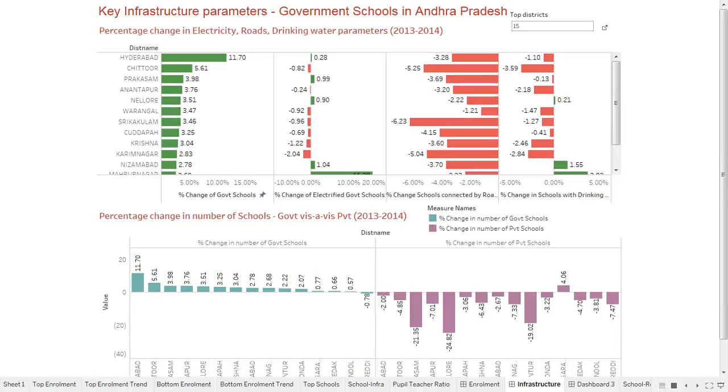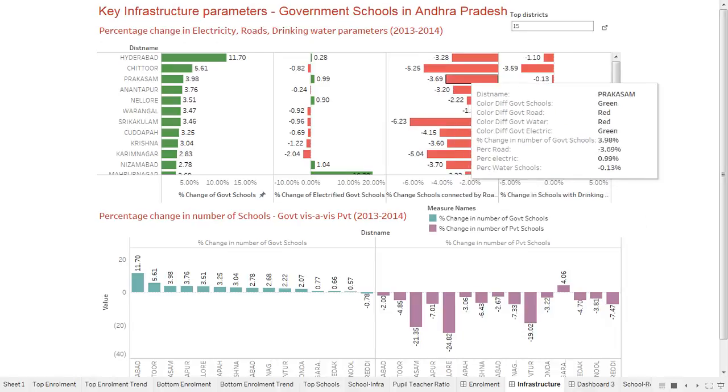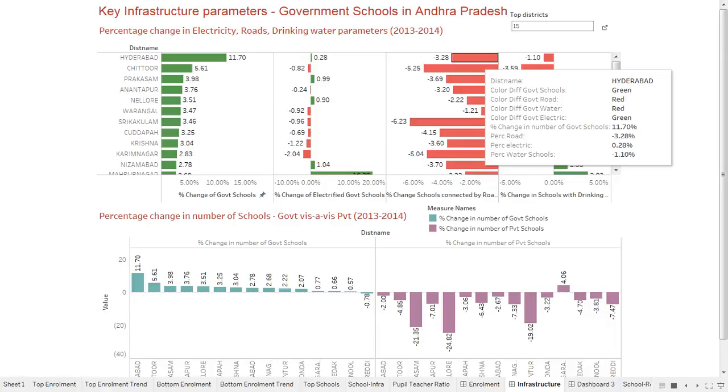So there is not a proportionate increase in these parameters. As you can see, the government is building a lot of schools, but they're not providing infrastructure in parallel. They're building schools, but infrastructure is not readily available to them. For example, roads: the percentage change in the number of schools with roads is actually negative. So there are still a lot of schools where there is no road facility.